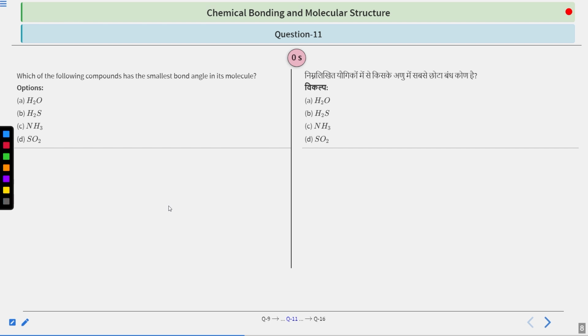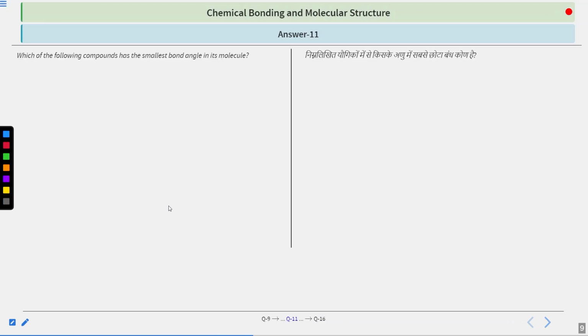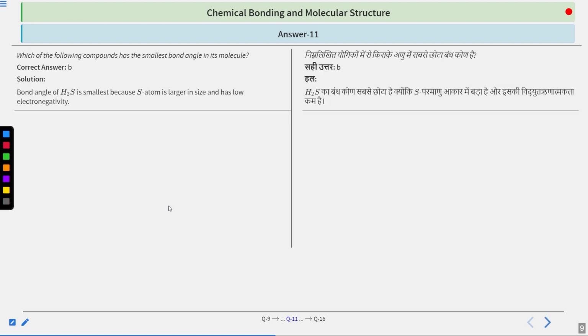Okay, now let us see the solution first of all. So what is the question being asked? This question is regarding the bond parameter, right? So it is asking about the bond angle. Out of these molecules, you have to see which has the smallest bond angle. So the correct option is B. Here the smallest bond angle is of H2S because the S atom is larger in size and has low electronegativity.